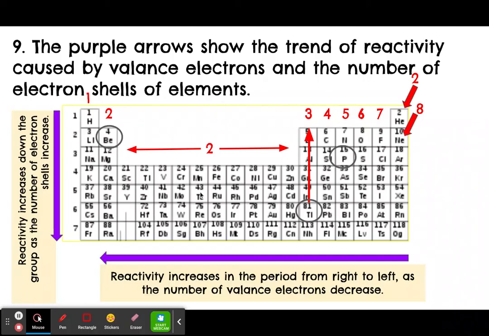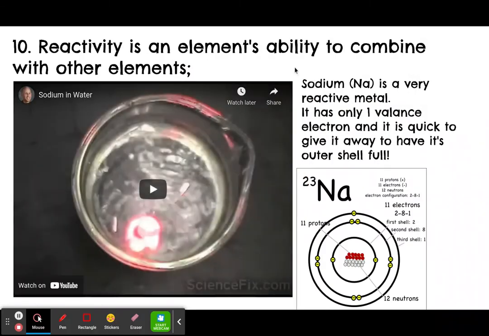What do we mean by reactive? Well, reactivity is an element's ability to combine with other elements, and it's all determined by this outer orbital. If there are a lot of electrons in there, it'll pick one up from another atom. In this case, sodium is a very reactive metal because it only has one little valence electron here, and it's really quick to give it away so that it'll have this outer shell full.